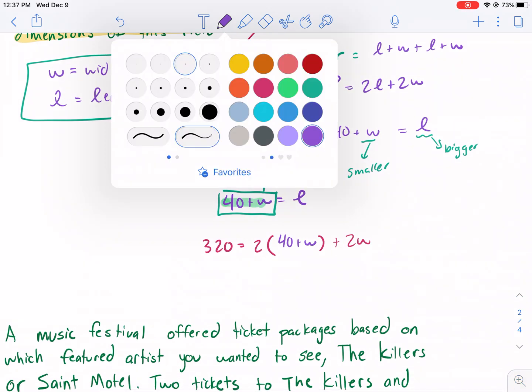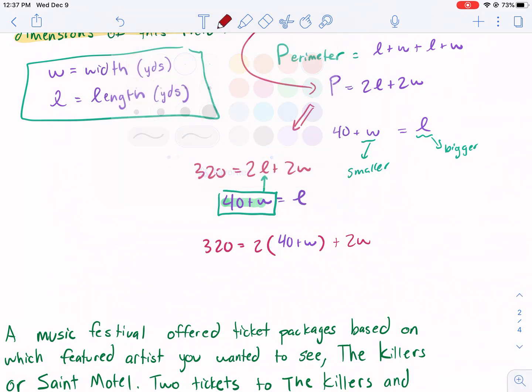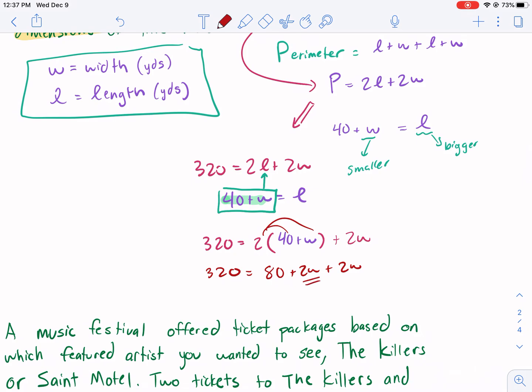Let's go ahead and use red to solve. We're going to distribute first, and we get 80 plus 2W plus 2W equals 320. I need to combine like terms here. There's like terms, and I'm going to subtract 80 at the same time. And I get 240 equals 4W. Once I divide by 4 on both sides, I get W equals 60. Okay, so I have W equals 60.